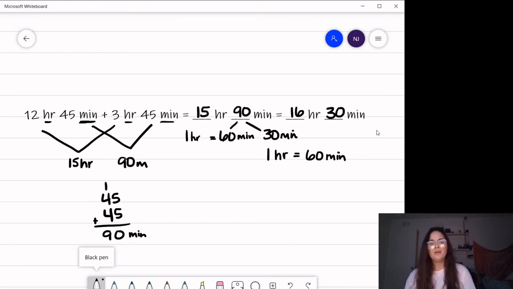So when you are adding, it doesn't matter what units you're working with, whether it's capacity, time, or weight, you're going to want to ask yourself, the final answer that you get, can you rename this as a larger unit? Think about all the units that we've worked with regarding capacity, time, or whatever units you're working with. Think about those units and think, can I rename these smaller units into a larger unit? Okay, so let's go ahead and move on to some subtraction problems.